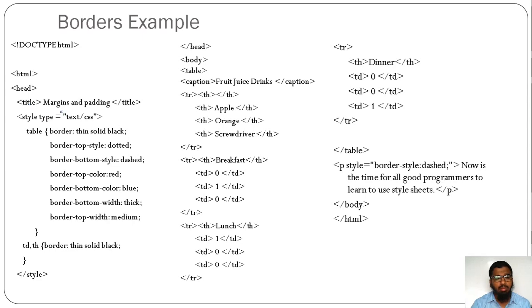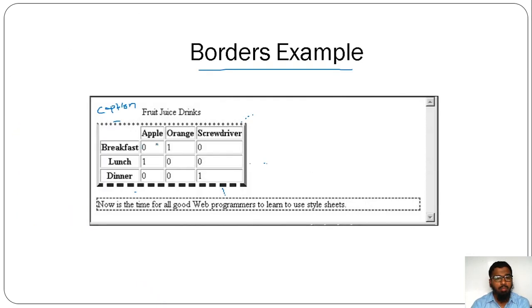In the HTML, we are focusing more on margin and padding. Here we have given the table properties, written in the style tag: border thin solid black. This is the normal code, but here border-top-style is dotted. Top means, as you can see in the output, the top is dotted.